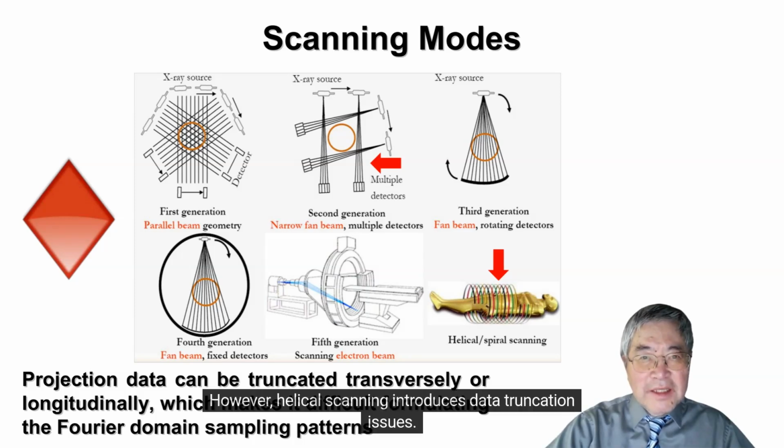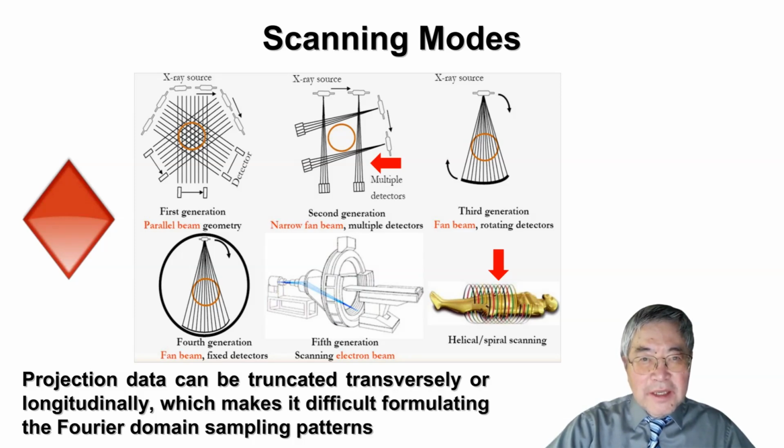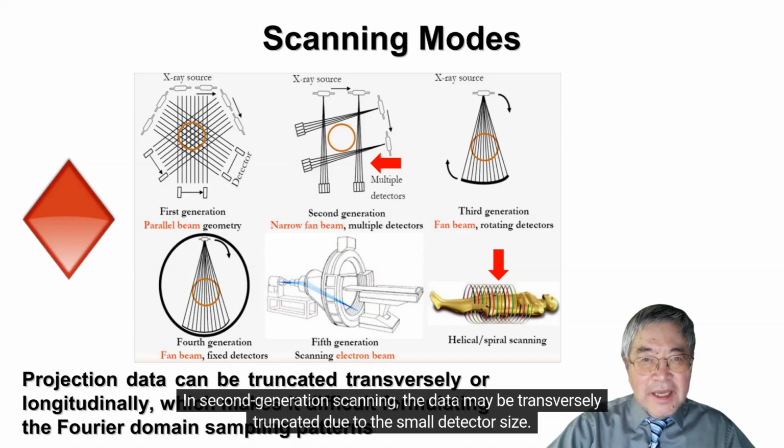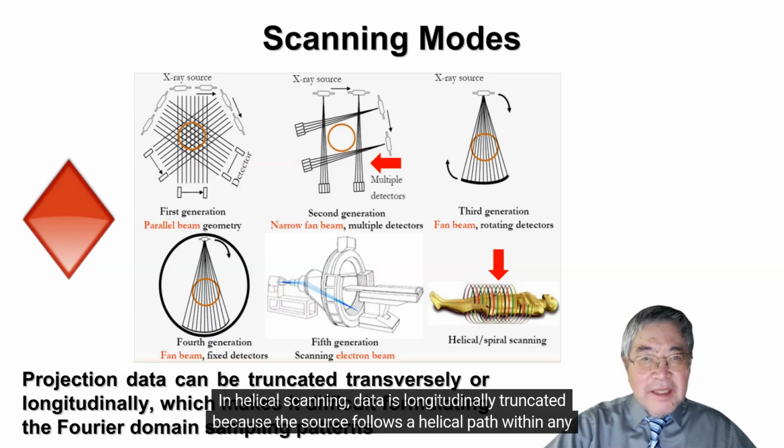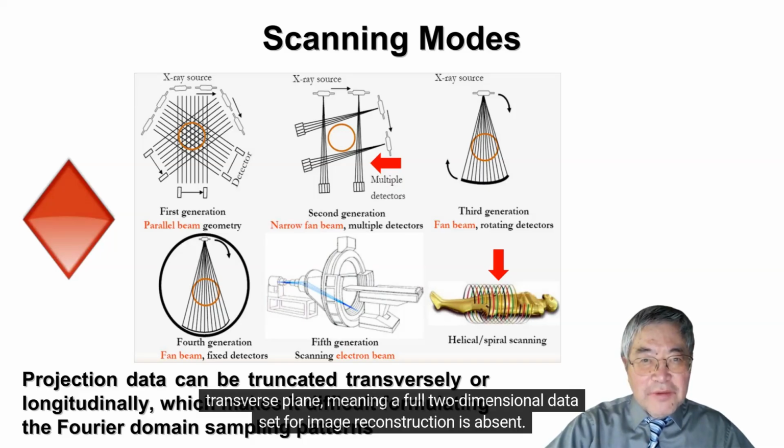However, helical scanning introduces data truncation issues. In second-generation scanning, the data may be transversely truncated due to the small detector size. In helical scanning, data is longitudinally truncated because the source follows a helical path within any transverse plane, meaning a full 2-dimensional dataset for image reconstruction is absent.